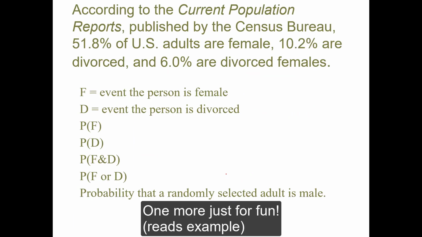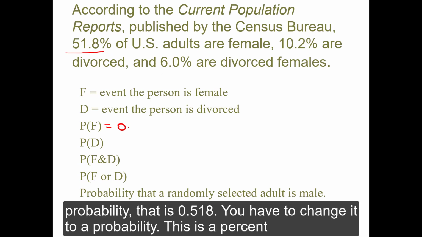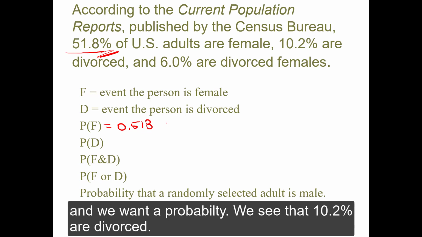One more, just for fun. According to the current population reports published by the Census Bureau, 51.8% of U.S. adults are female. 10.2% are divorced and 6% are divorced females. F is the event the person is female. D is the event the person is divorced. So we want to know the probability of being female. So we read and look, there's 51.8% of U.S. adults are female. As a probability, that is 0.518. So we've got to change it to a probability.